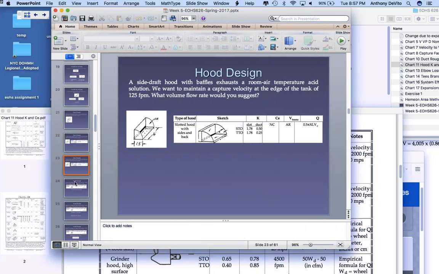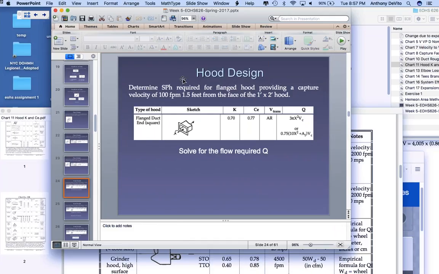Okay, so now let's see what the next deal here is. Determine the static, I guess I left it at that, right? I could have asked you to do some other calculations based on that, but as it happens, I left it at that for this particular hood.